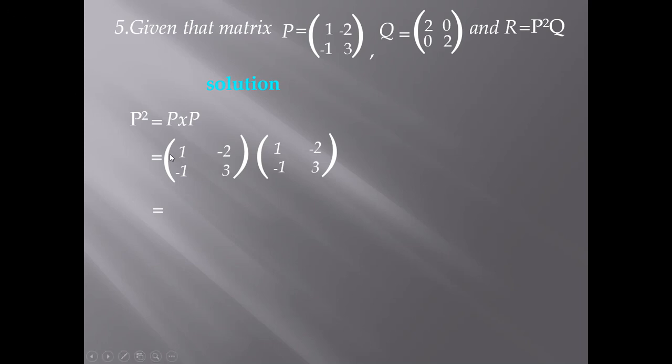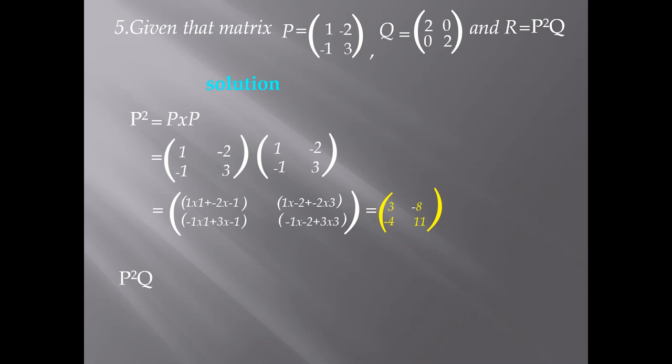So we have row by column, row by column. So we shall take 1 times 1 plus negative 2 times negative 1. We proceed to this, negative 1 times 1 and 3 times negative 1. We don't end at that. We shall now take 1 times negative 2 plus negative 2 times 3. We proceed, negative 1 times negative 2 plus 3 times 3. And at this level we just compute to give us a 3 there, negative 8, negative 4, and then 11.